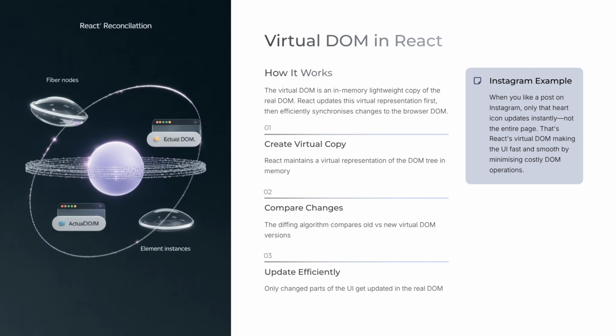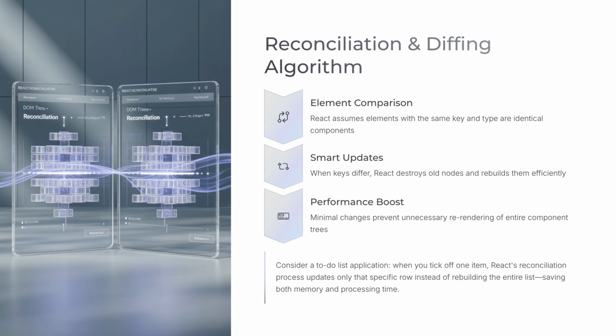Here's a real-world example. When you like a post on Instagram, only the heart icon updates instantly. The entire feed doesn't reload. That's the virtual DOM at work, keeping the UI smooth and responsive. So when interviewers ask, they're looking to see if you understand that the virtual DOM isn't just about performance, it's about enabling declarative programming. You describe what the UI should look like, and React figures out the optimal way to update it.